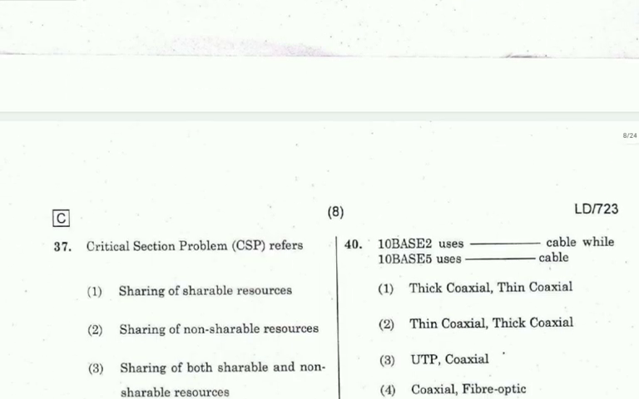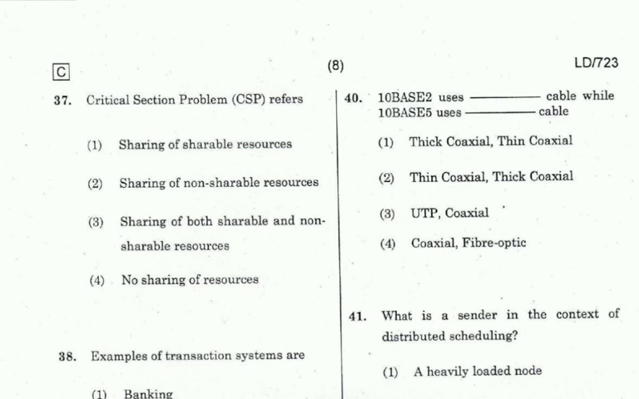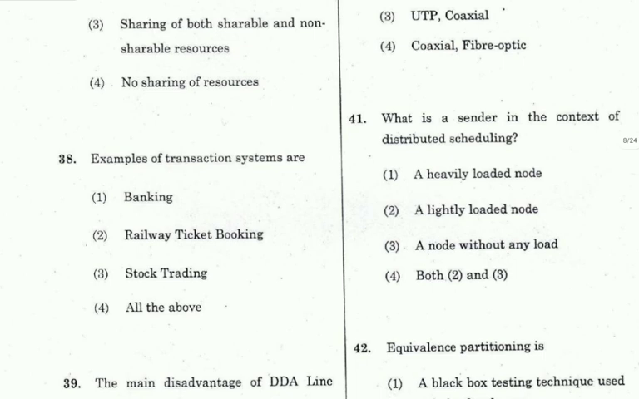Next. Critical section problem refers to. The critical section problem deals with synchronizing processes that share non-shareable resources. For example, memory, files, I/O, input-output devices, etc. If multiple processes can access these resources simultaneously, it can lead to race conditions or inconsistency. So option 2, that is a non-shareable resource, is the correct answer. Example of transaction systems are.